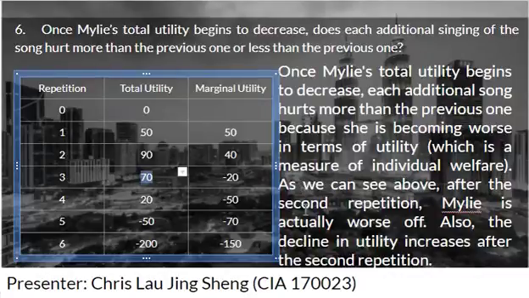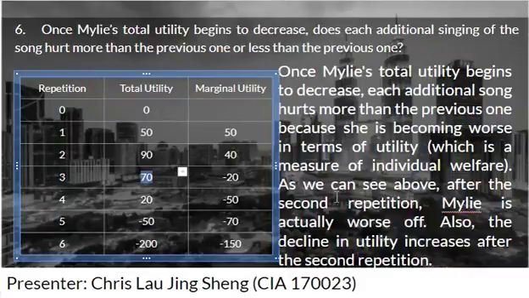As we can see above, after the second repetition, meaning the third repetition, the total utility is decreasing, so she is actually worse off already. So the decline in utility increases. In every case, from the second to the third repetition the decline is such as this, and then from the third to the fourth repetition the difference between the total utilities is great, and from the fourth to the fifth repetition the difference is also very great, which is represented by the marginal utility as well.